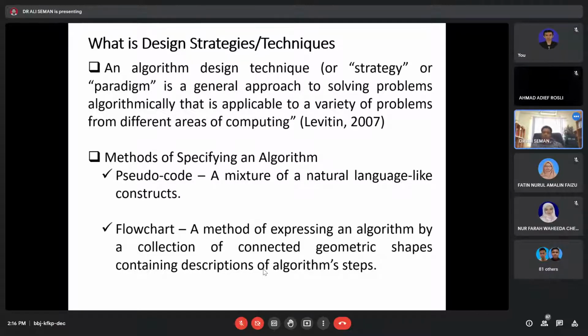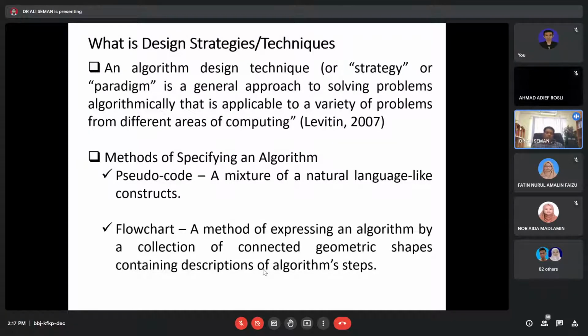This is based on Anany Levitin, 2007 edition of the book. The main reference for this subject is Anany Levitin. So he defined the design strategy as a general approach to solving problems algorithmically that is applicable to a variety of problems from different areas of computing. It means the design technique is used for solving problems and is applicable to any problem, even in different areas of computing. Okay, this is the design strategy.